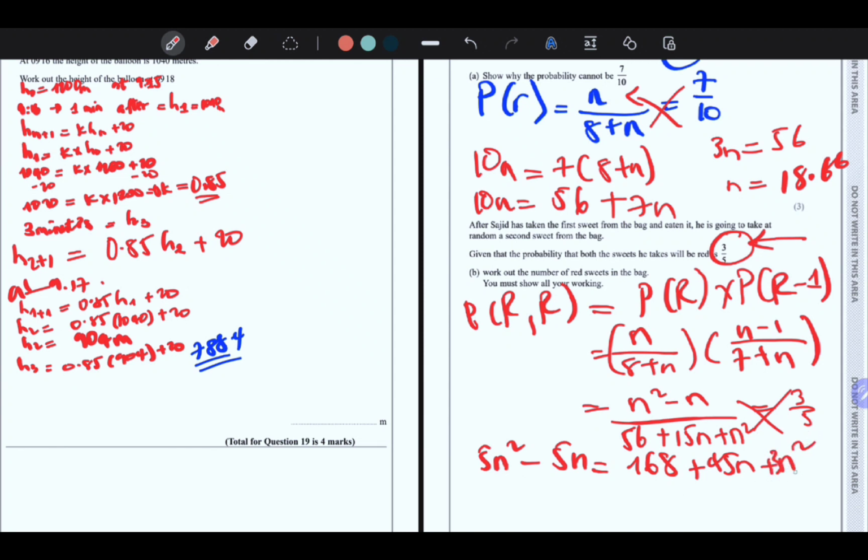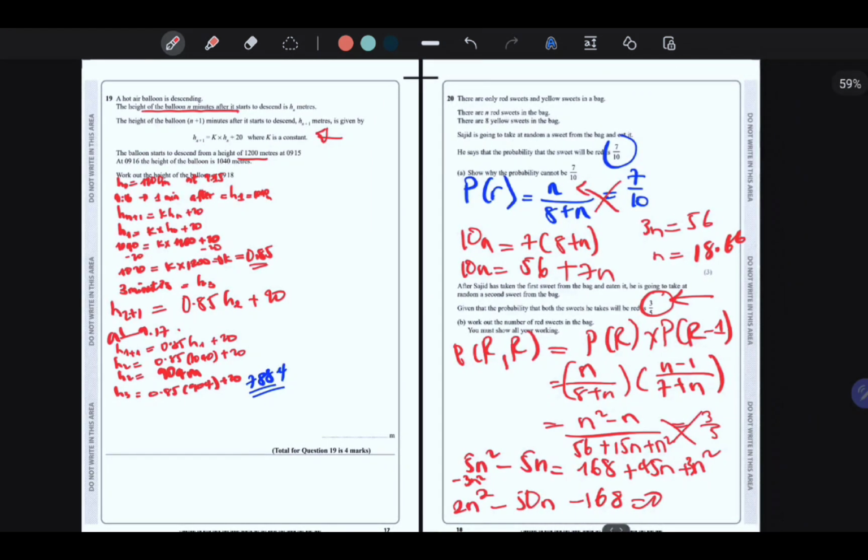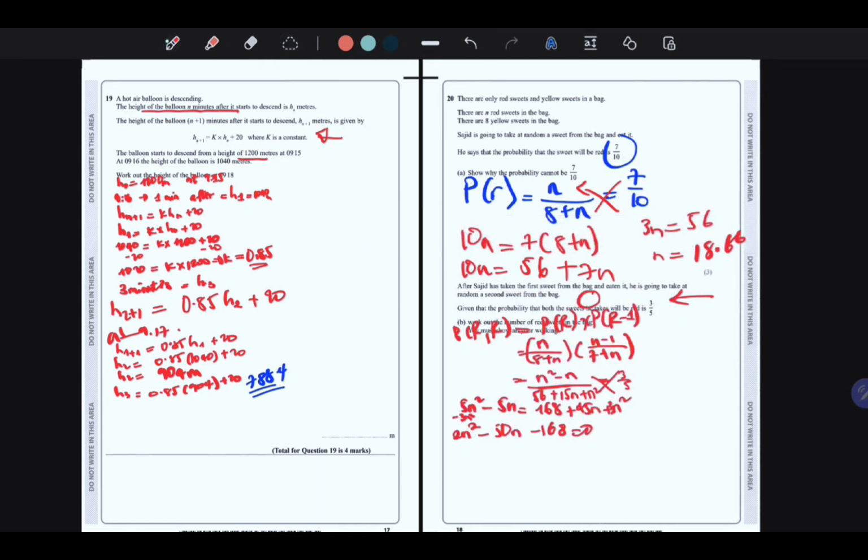Now I'll subtract 3n squared on both sides. This will be 2n squared. And I also subtract 45n, so this will be minus 50n minus 168 equal to 0. All of them are divisible by 2. So I would first of all reduce this. And then I'm going to have a new equation, which is n squared minus 25n minus 84 equal to 0.